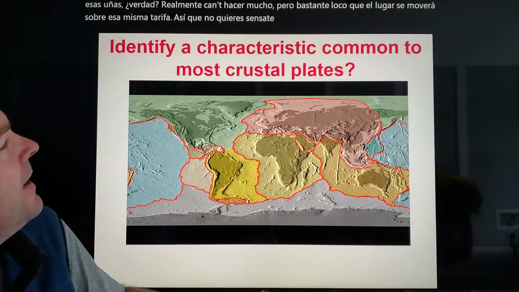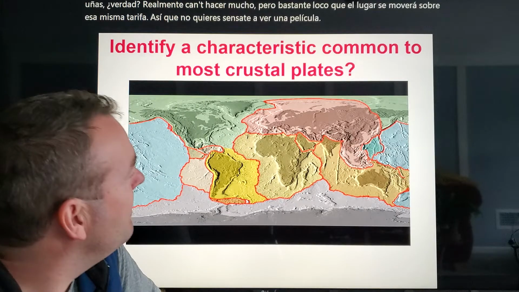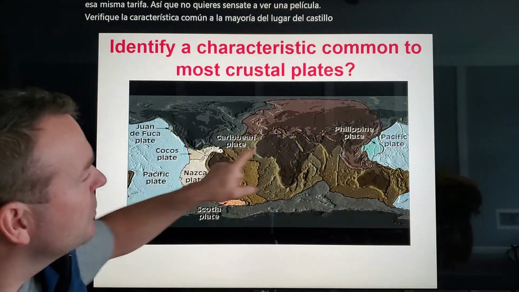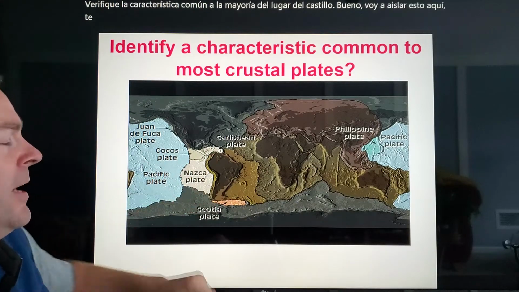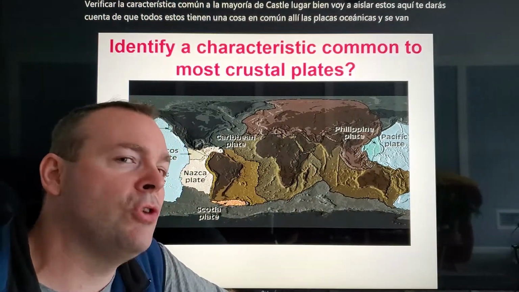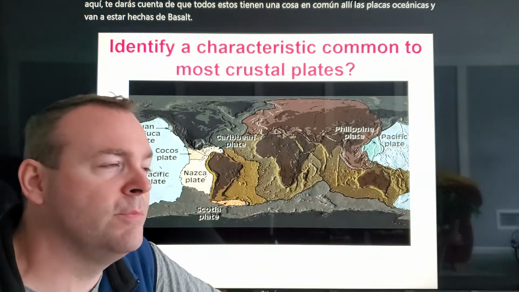Okay. Identify the characteristic common to most coupled plates. Well, I'm going to isolate these here. You'll notice these all have one thing in common. They're the oceanic plates, and they're going to be made out of basalt. They're going to be denser, darker, right? All those characteristics of basalt.